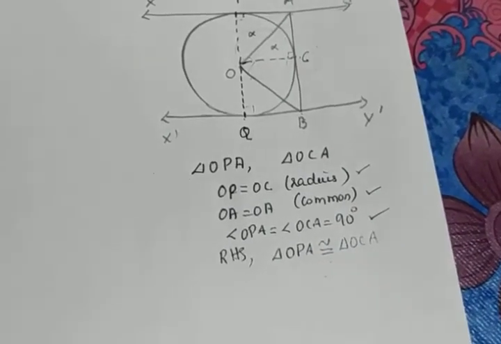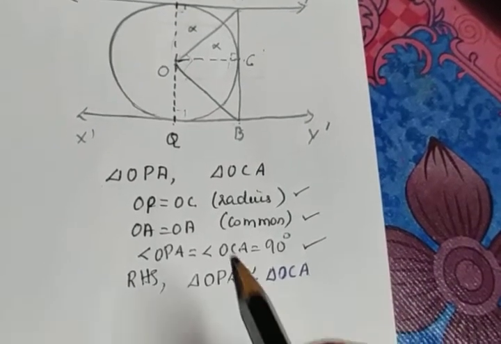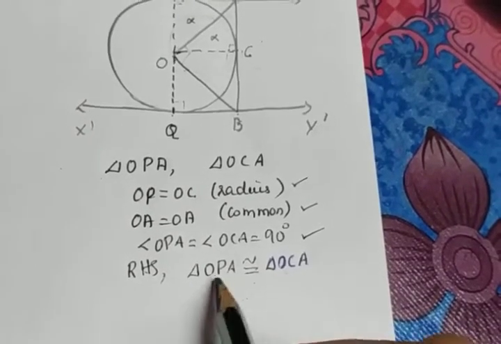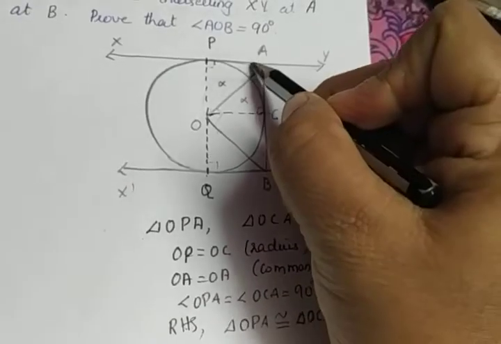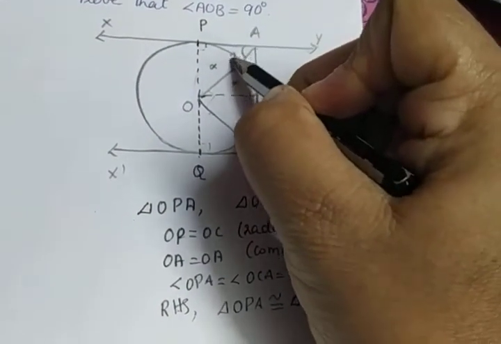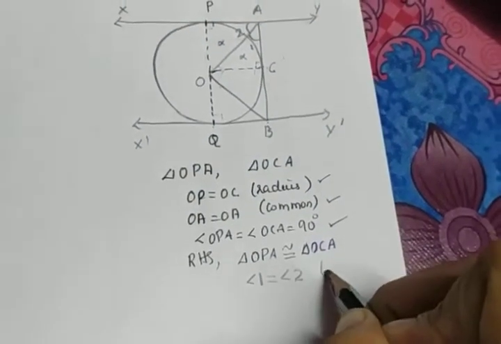If these two triangles are congruent, we can apply CPCT. So by CPCT, as these two triangles are congruent, what we can say is, if I number them as angle 1 and angle 2, angle 1 is equal to angle 2. What is the reason? By CPCT.